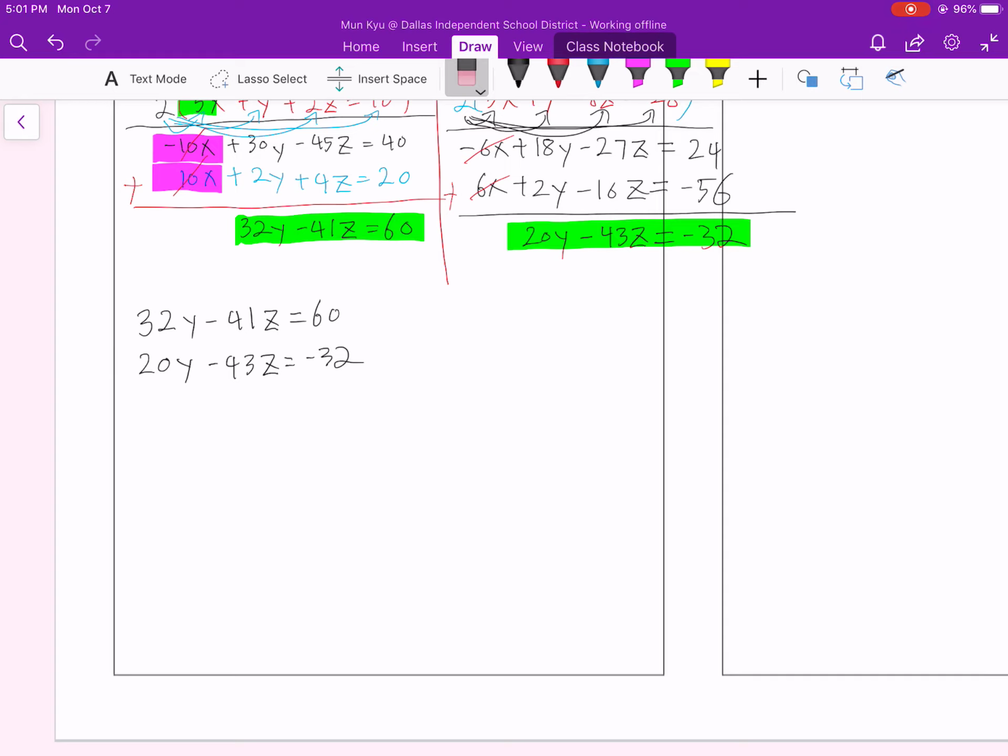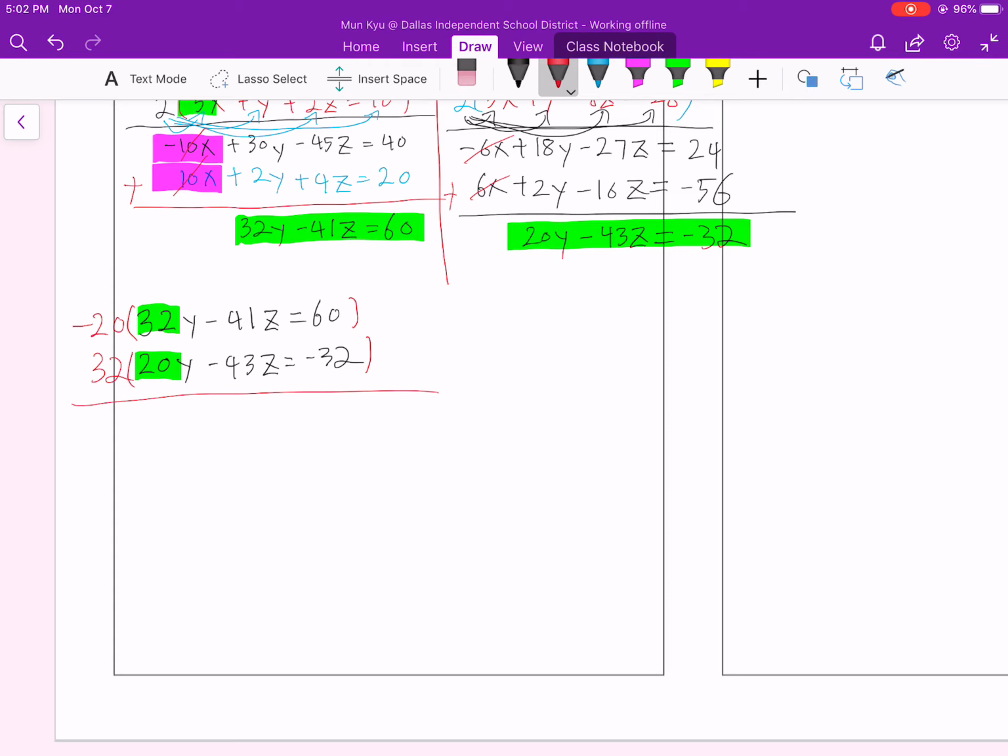Oops, not this one. So here, let's get rid of maybe y or z. It's totally up to you, but no matter what you choose, it's going to be a big number. So here you go. On the top, let's multiply by 20. On the bottom, let's multiply by 32, only because of these two numbers here. And obviously, you can multiply by 41 and 43 if you want to get rid of z, but I'm not going to do that. And again, 32 and 20 are both positive, so you have to make one negative. So here, let me choose 20 as negative.